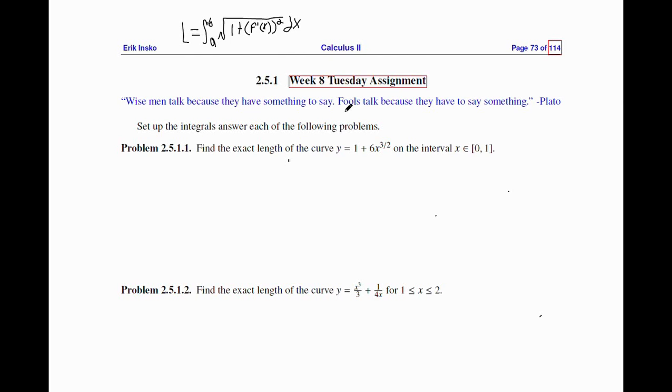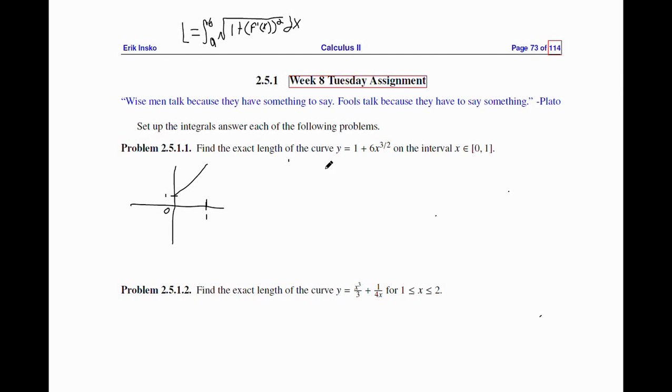So let's take a look at the first problem. Find the exact length of the curve y equals 1 plus 6x to the 3 over 2 on the interval x from 0 to 1. So the first thing we should do is set up a graph and see what this curve looks like. And if you do that, you should get something that looks like that. Now all we need to do is take this information and use it to plug into this formula.